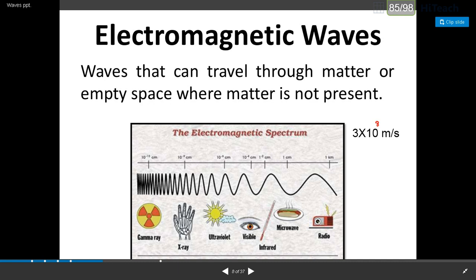Can you imagine how fast that speed is? This is the speed of light. Not only the visible light that we see, but all of these waves in space have the same speed.